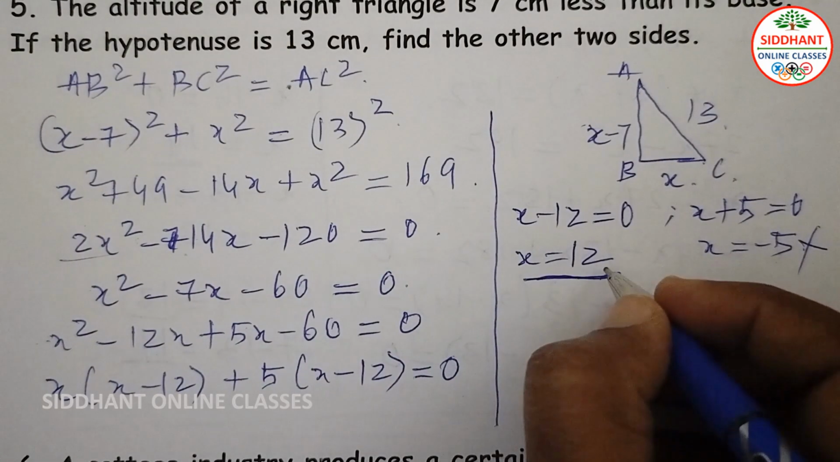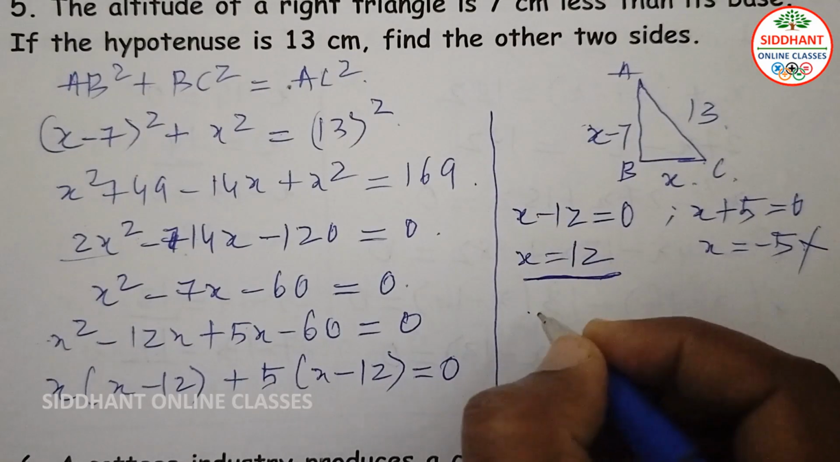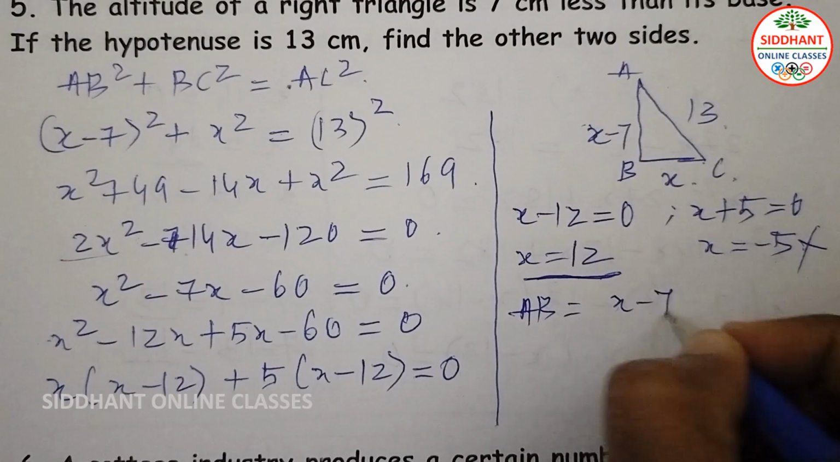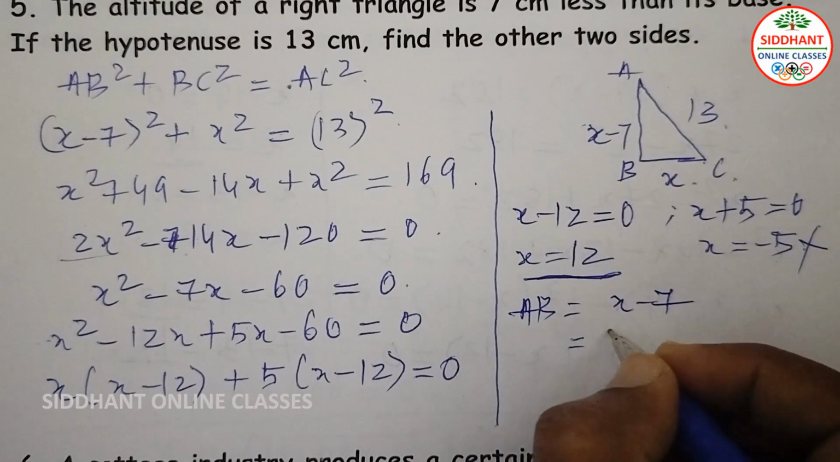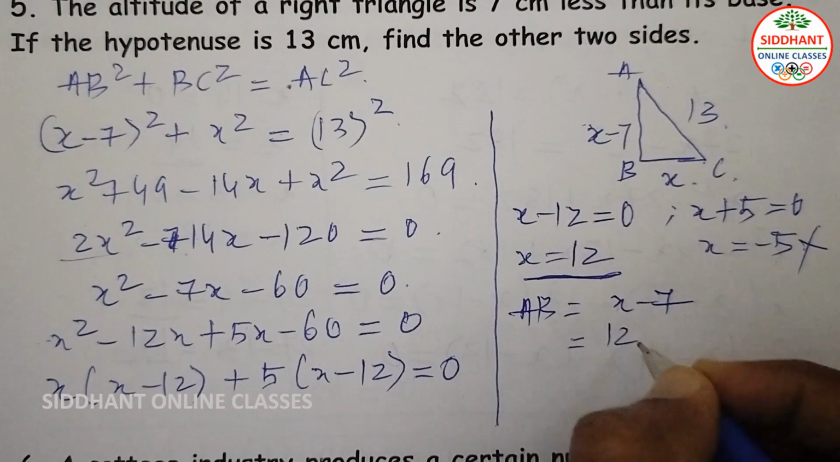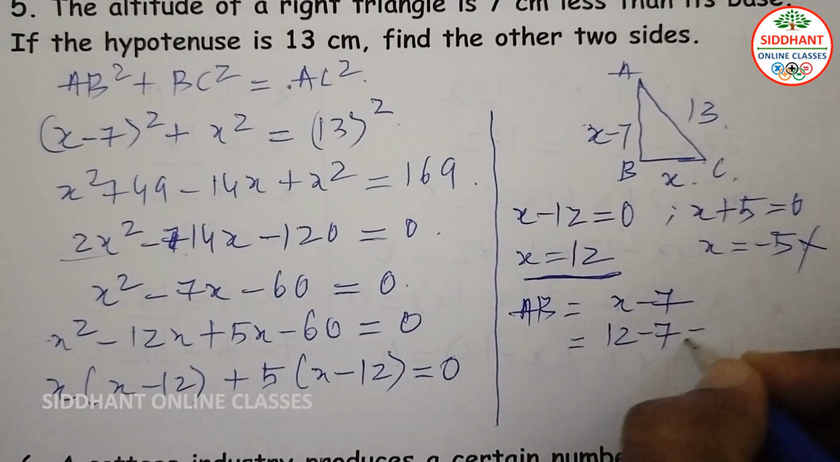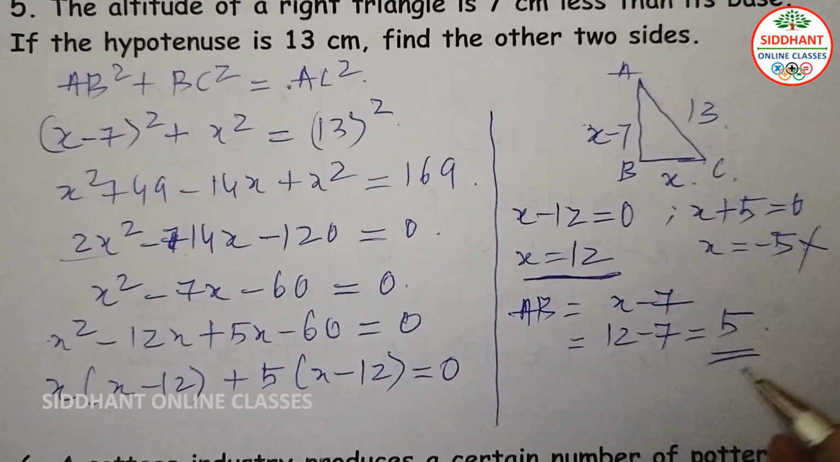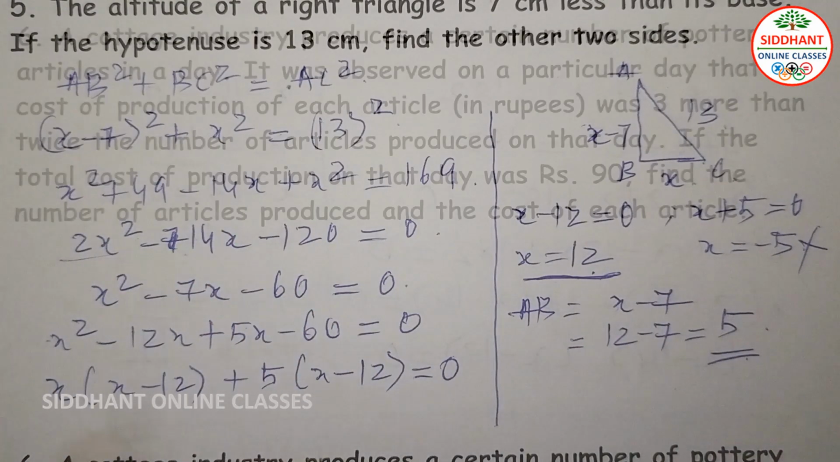So x is 12, that means AB, which is x minus 7. So that will be 12 minus 7, that equal to 5. So one is 12 centimeters, other is 5 centimeters.